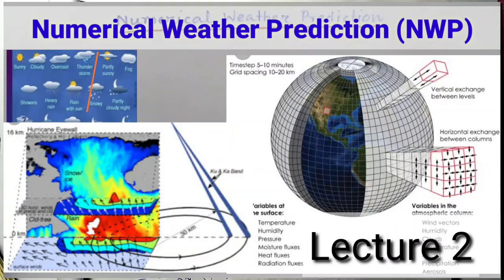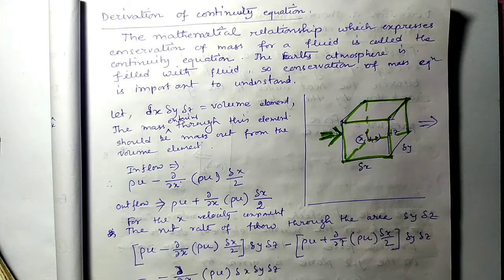The mathematical relationship which expresses conservation of mass for a fluid is called the continuity equation. Now, the Earth's atmosphere is filled with fluid, that is air and water vapor. So, the conservation of mass equation is important for analyzing the transportation of the air molecules. So, let us consider dx, dy, dz as a volume element.